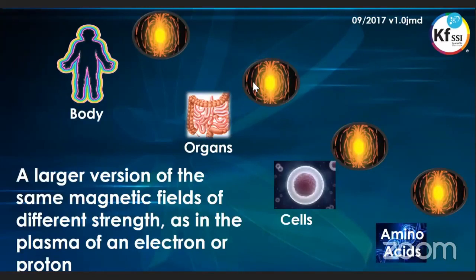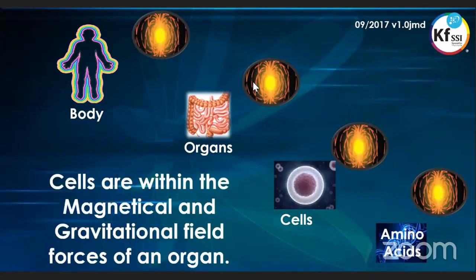We bring the same concept right back down to our bodies when we look at our body and our organs and the cells and the tiny little amino acids. It's just the same, a larger version of the same magnetic fields of different strength as in the plasma of an electron or a proton. And then we can say the same, that the cells are within the magnetical and gravitational field forces of an organ. So hopefully with that you can understand how things all fit together, whether it's on a very large scale or whether it's within our body or any other organism.